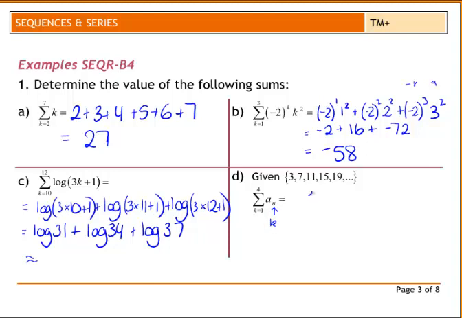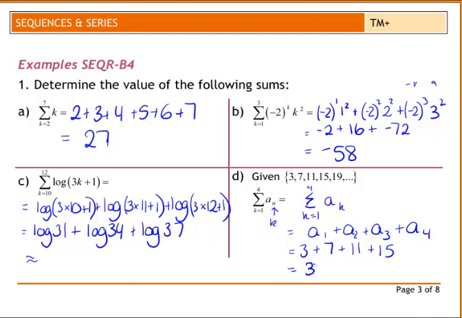So what it should be saying is the sum of k equals 1 to 4 of a to the k. Okay, so that is a typo. So I've got a1 plus a2 plus a3 plus a4. Looking up in this sequence, a1 is 3, second term is 7, third term is 11, fourth term is 15. Add those all up and I get 36.